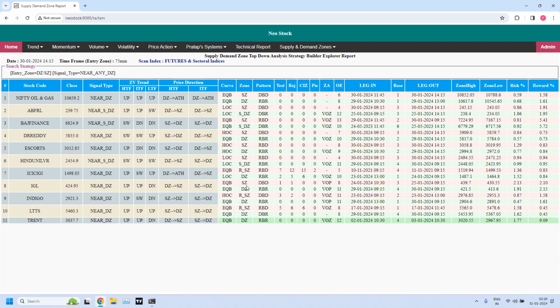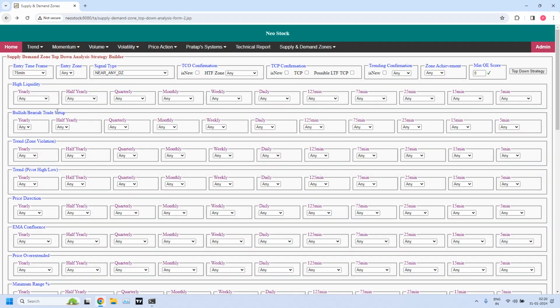Okay, we have identified three high liquidity 75 minutes demand zones, and all these zones are fresh zones. Now let's go back.